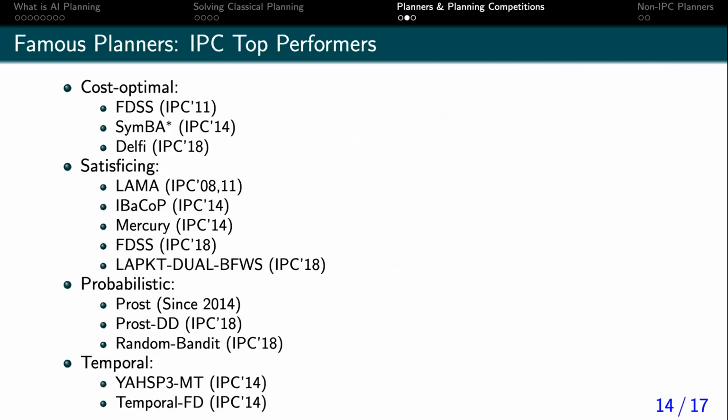Some of the top performers of the past competitions are Fast Downward Stone Soup, SymBA*, Delfi for cost-optimal planning, LAMA, IBaCoP, Mercury, Fast Downward Stone Soup, and LAPKT Dual-BFWS for satisficing, PROST and Random Bandits for probabilistic, and Yet Another Heuristic Search planner and Temporal Fast Downward for temporal planning.